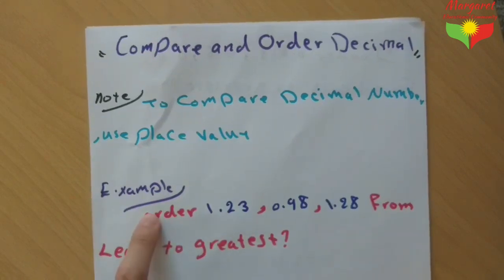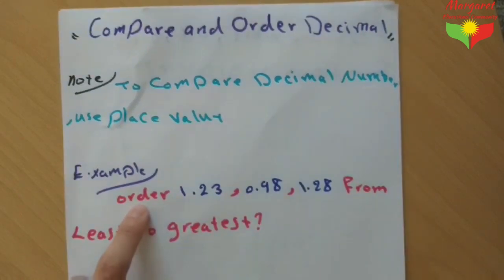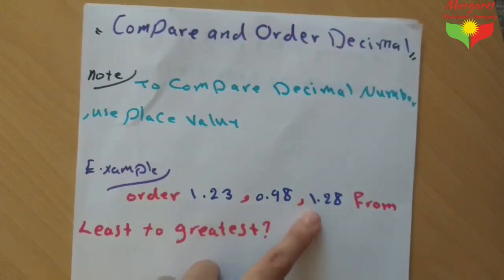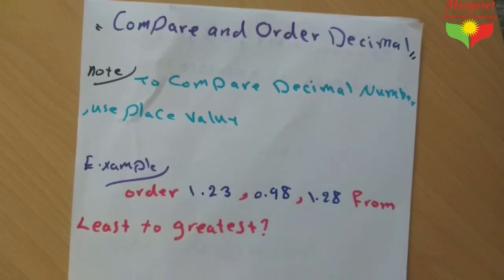We have an example. Order the decimal numbers from least to the greatest. So you must order all the decimal numbers from least to the greatest.